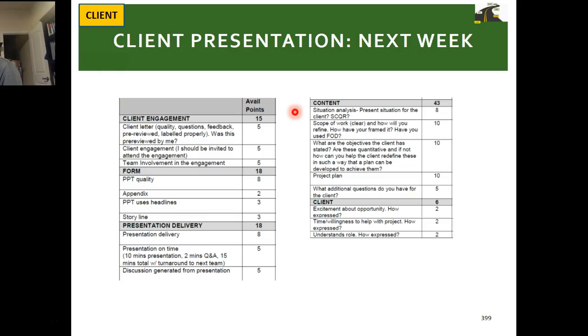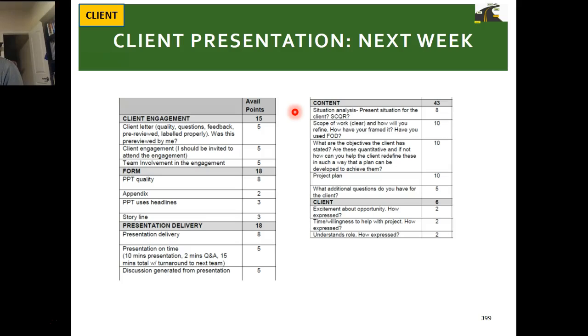Now, as you are doing this, you need to make sure that the objectives the client has are stated clearly. Are they quantitative and not something that's soft? So remember SMART objectives. And if they're not quantitative, how have you helped the client redefine these in such a way that a plan can be developed to achieve them? This is very critical, because clients sometimes are not very clear about their objectives, or they may give you something too broad-based. It's up to you to get specific and help the client really dial it in.